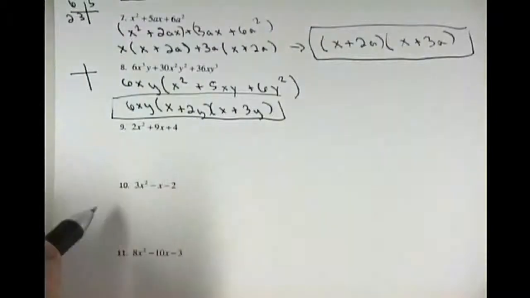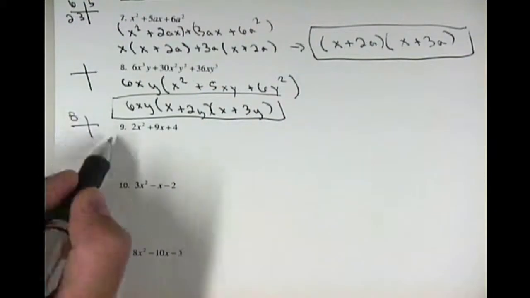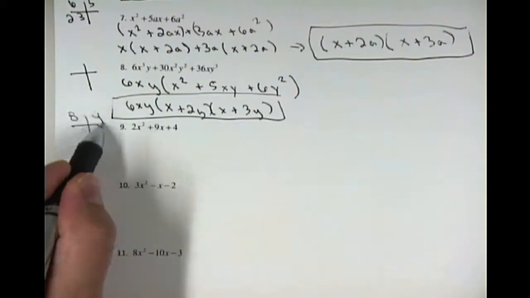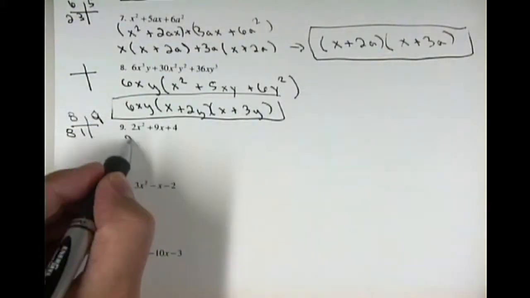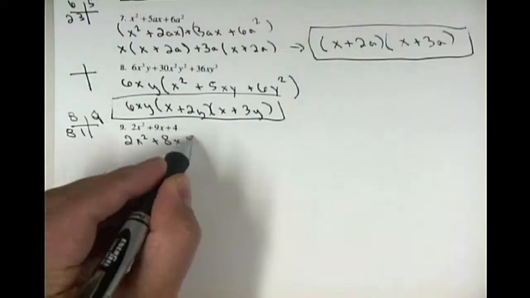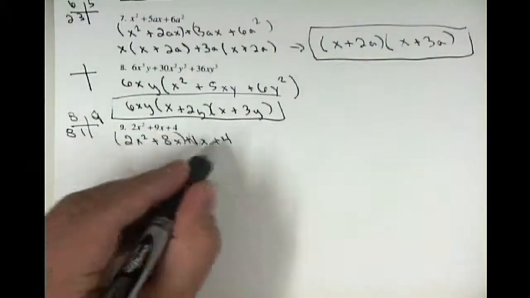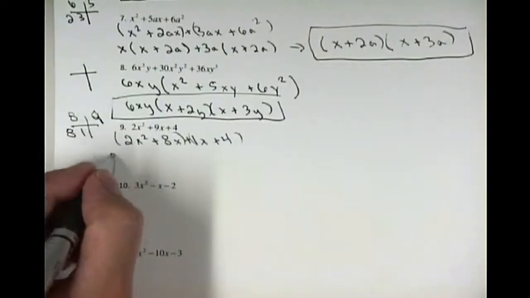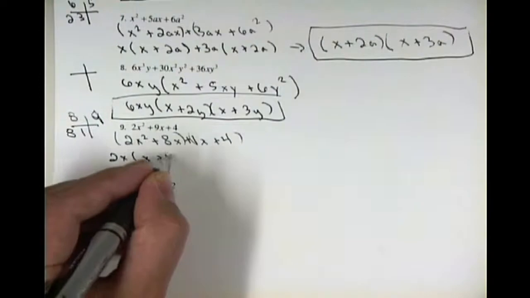This one, nothing can be factored out in the beginning, so we'll just proceed with factoring by grouping. We want 2 times 4, which is 8, factors of that, which add up to be 9. How about 8 and 1? So we have 2x squared plus 8x plus 1x plus 4. Draw parentheses around the first two things and the last two things. Take out what you can from the first set. We can take out a 2x. We'd have an x plus 4.